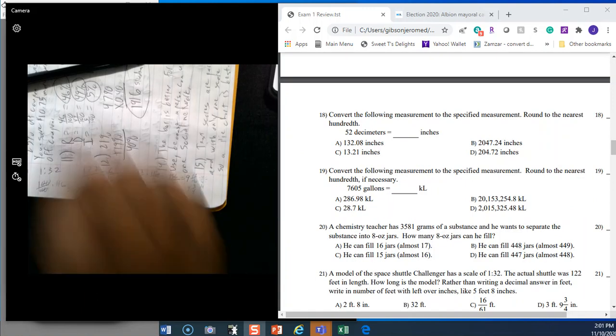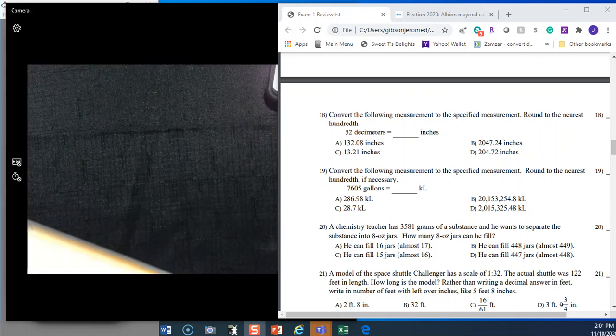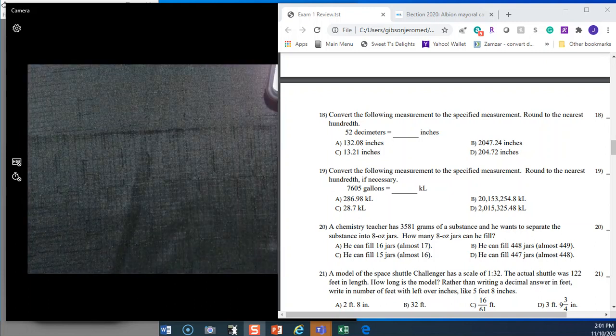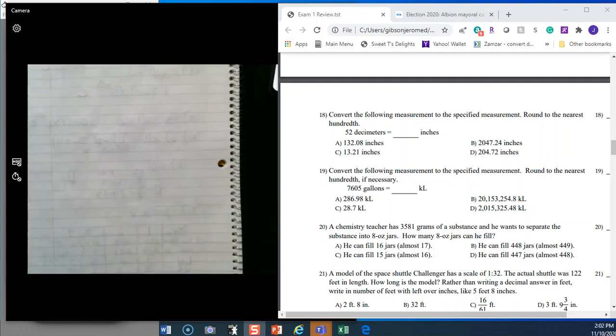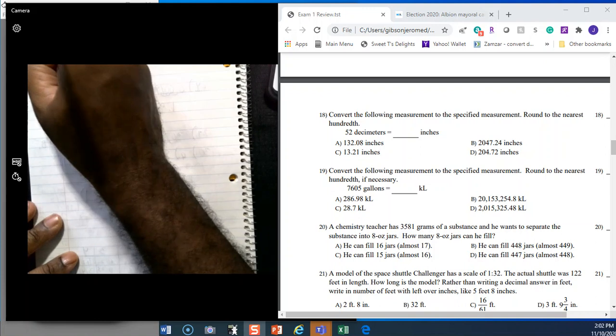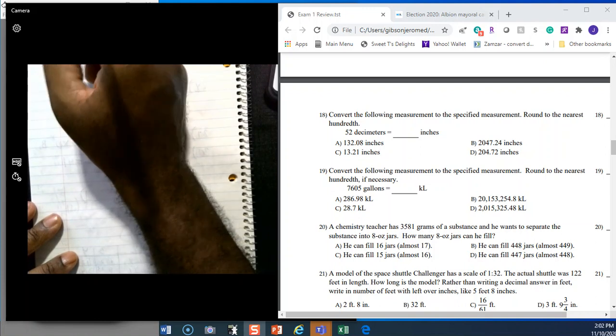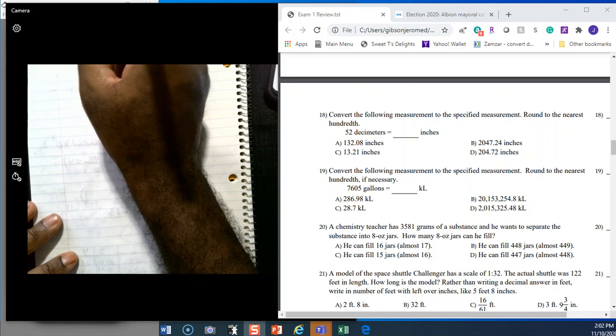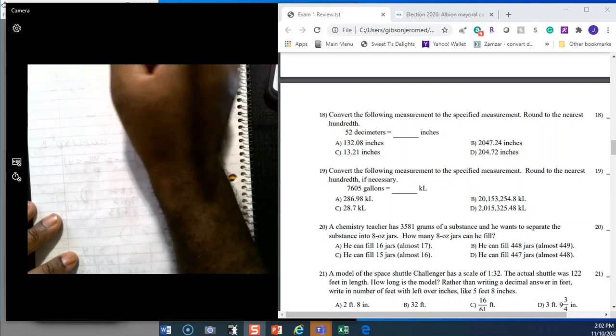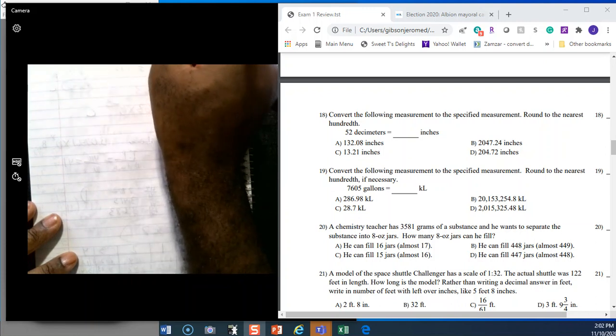Okay, class, we're going to go back to those problems that I told you that I needed to skip over initially. So we're back to problem number 18, where it says convert the following measurement to the specified measurement, round to the nearest hundredth. Problem 18, 52 decimeters is equal to blank inches.